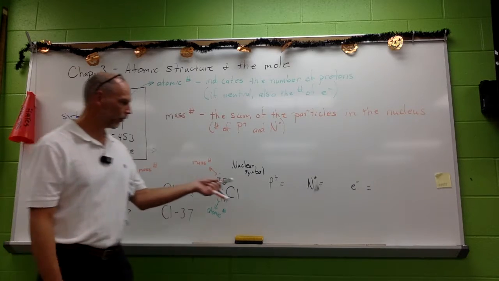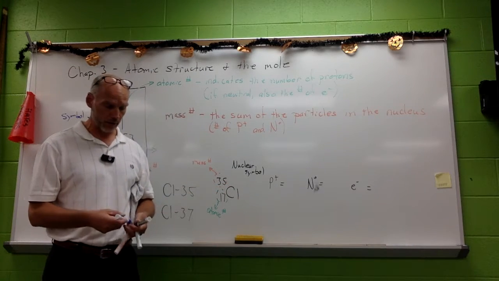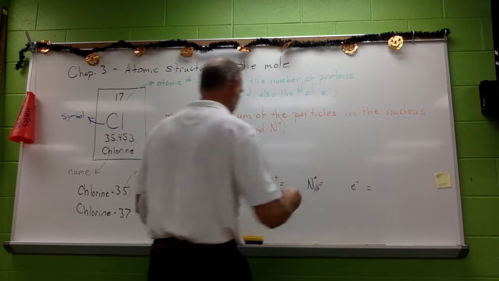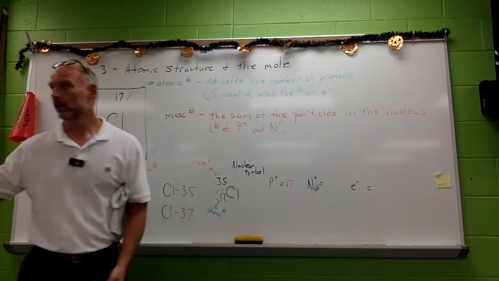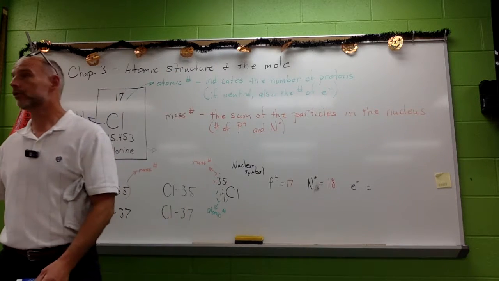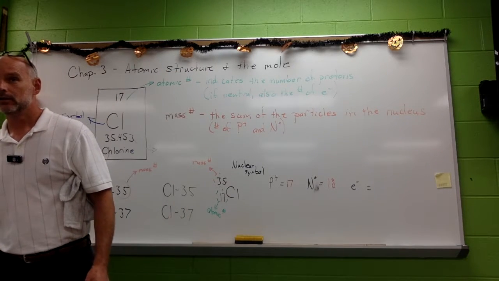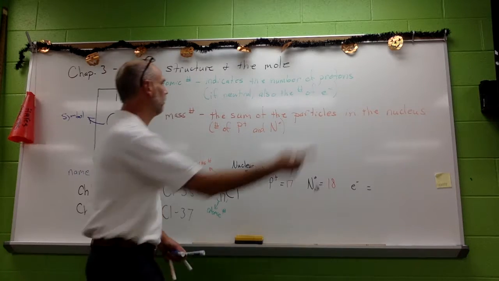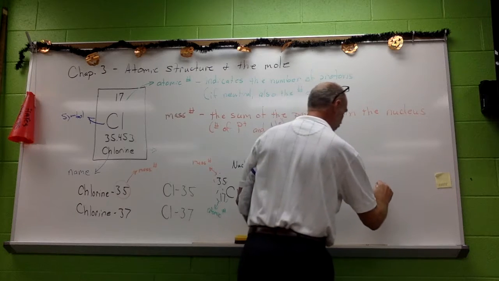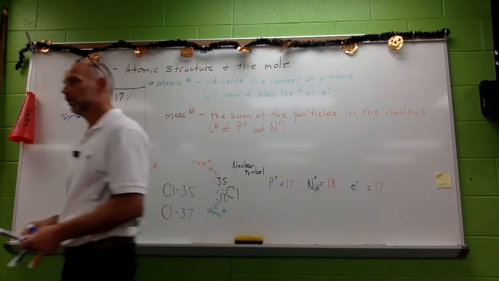Okay. If I ask you how many protons were in chlorine-35, you would all obviously tell me 17. If I ask you how many neutrons, you would tell me 18. And if I asked how many electrons, you would tell me, say this again, 17, because there's no indication that there's a charge, so that would also be 17.